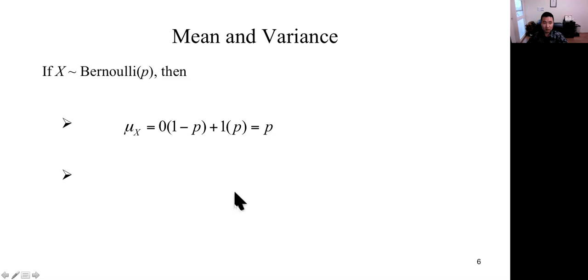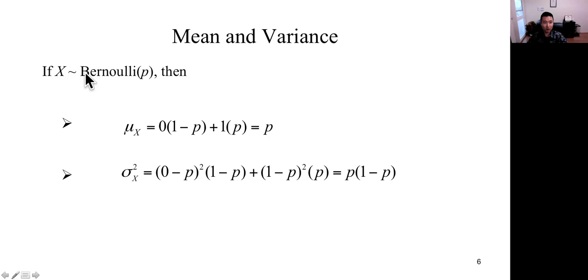For any Bernoulli trial, we write X follows Bernoulli(p), where p is the probability of success. The mean value for a Bernoulli trial is equal to p, and the variance sigma X squared is equal to p times 1 minus p. This is based on the equations for calculating mu X and sigma X squared from the probability mass function. Let me just show you the details.